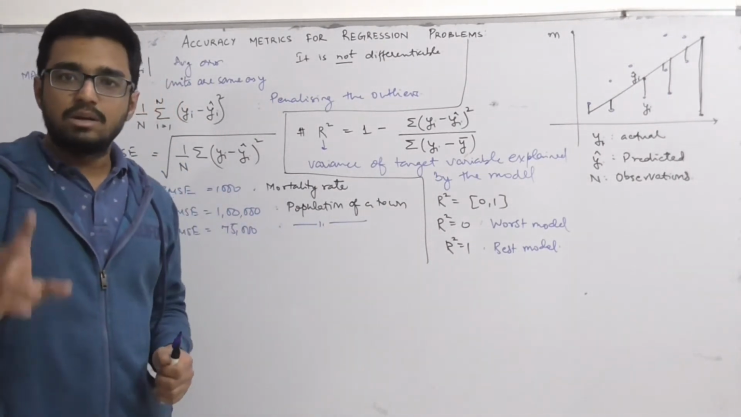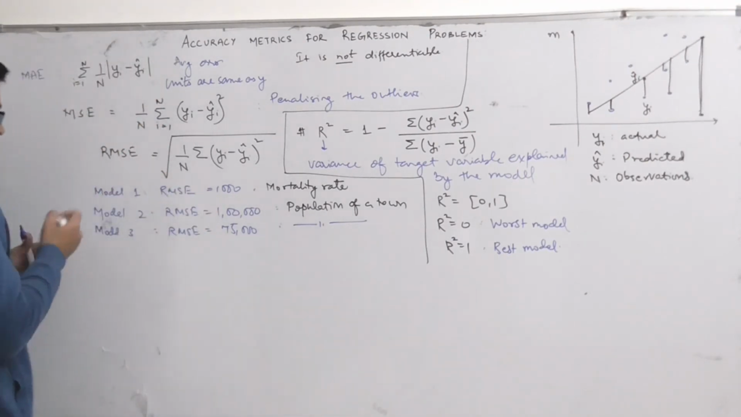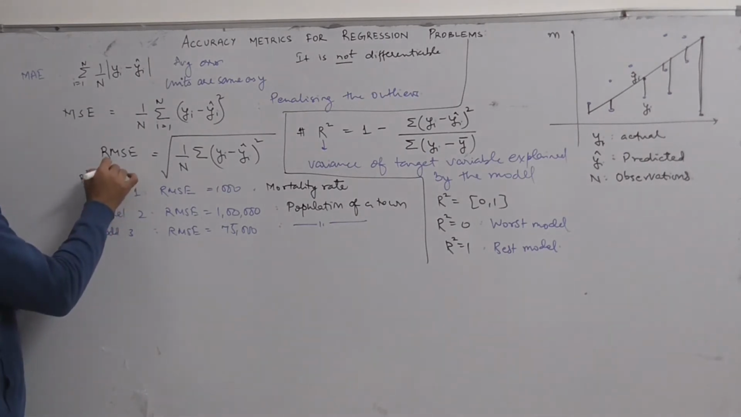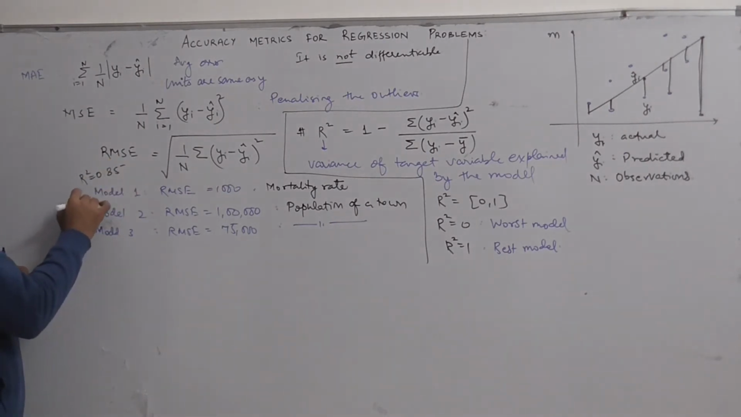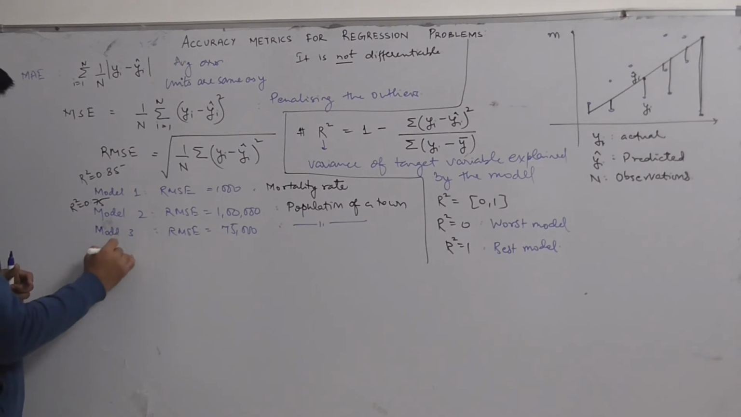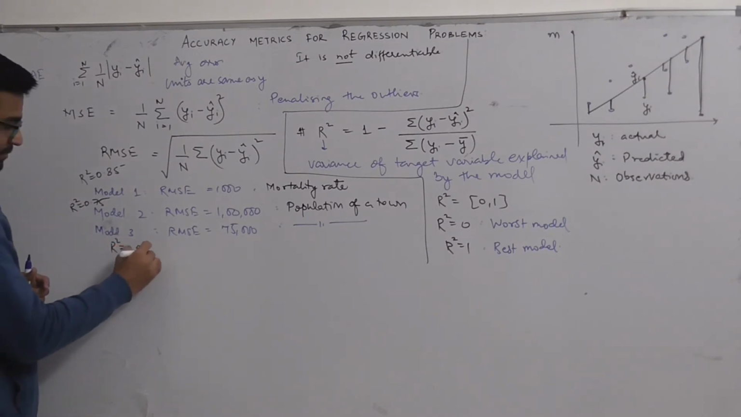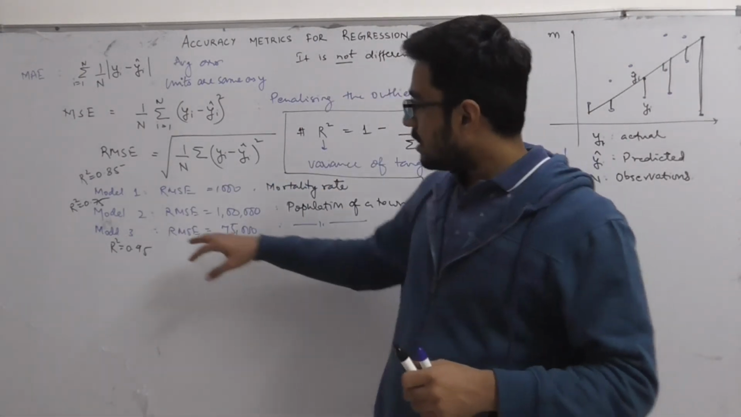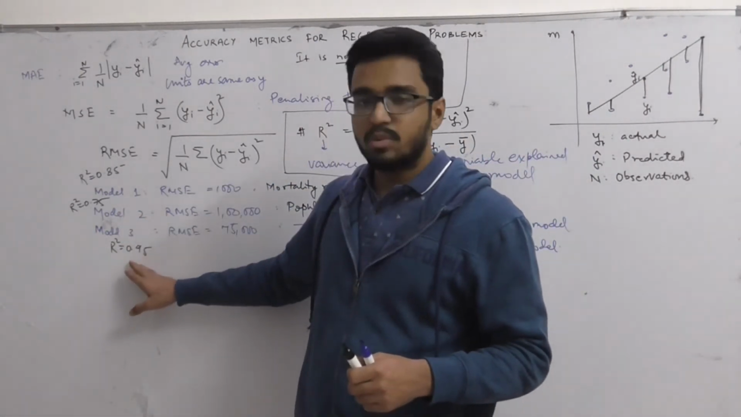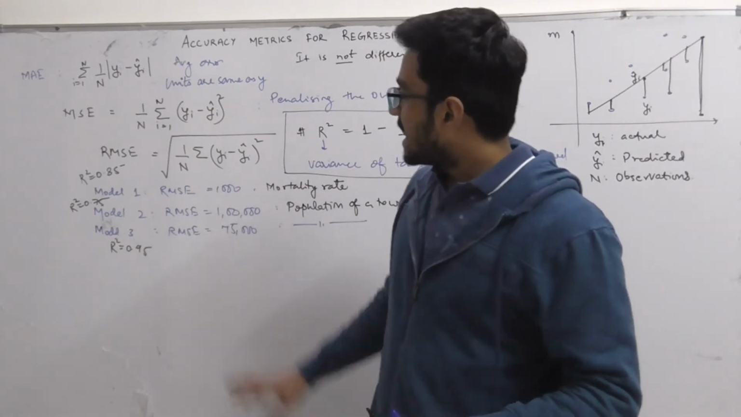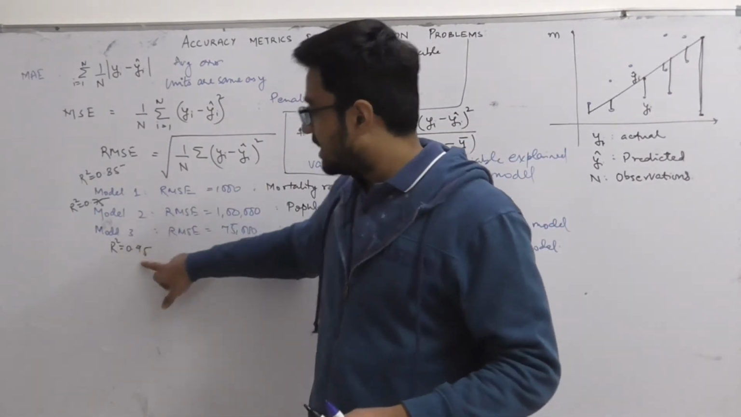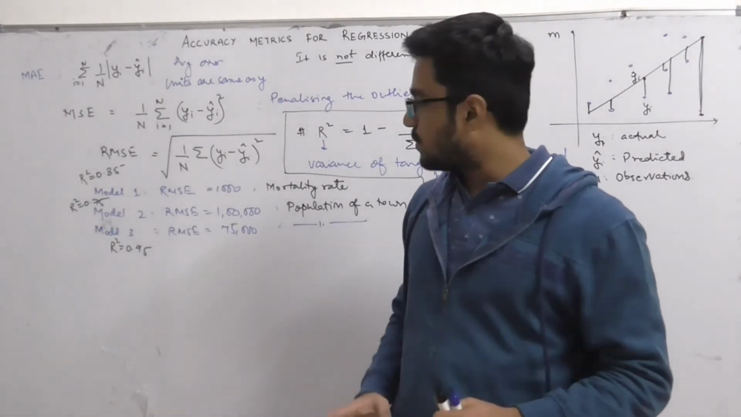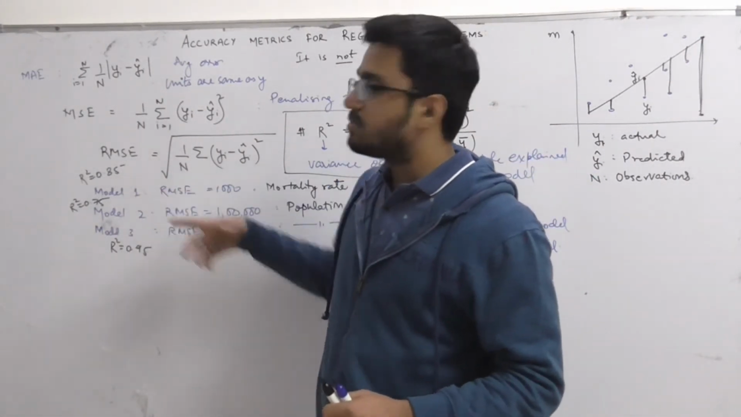So if I ask that R square for this model is, let's say, 0.85, R square for this is 0.75, and R square for model 3 is 0.95. Okay, so what I can interpret is that this model is worse than this model, and model 3 is better. But I can also say that if I can attain R square equal to 0.95, it is possible, then I can improve this model also.